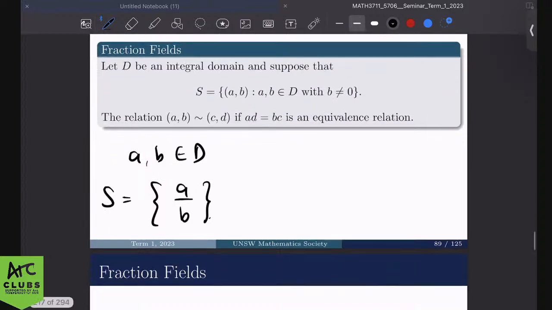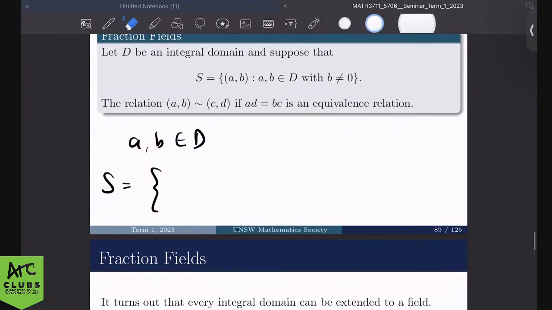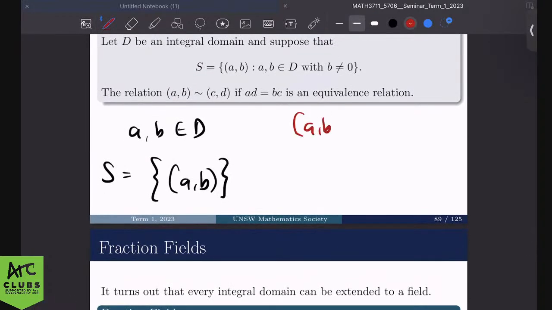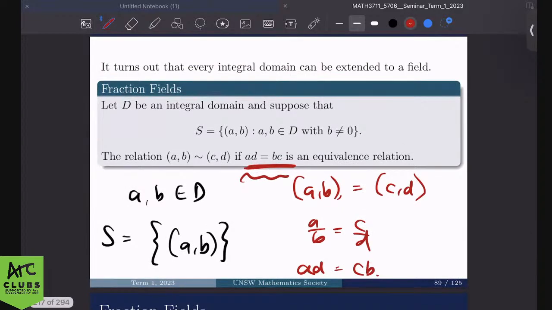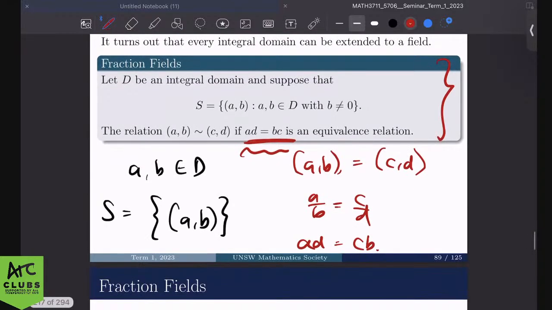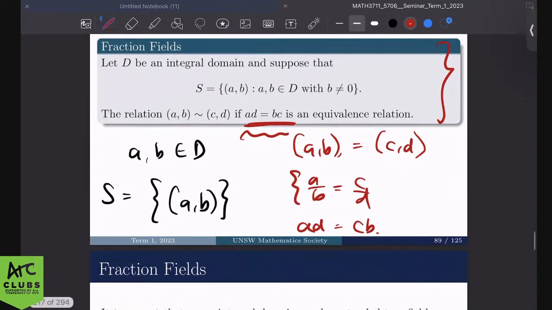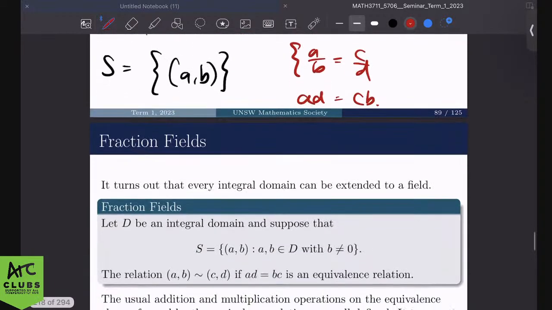So you get around this by saying it's a set of all pairs A, B, where two fractions are equal if A on B equals C on D, or because we can't divide, we say AD equals CB, right? That's why we have this fraction over here. So this is a way of jumping around the fact that we can't divide, but essentially a fraction field is just a set of all ratios of two numbers in the domain, right? And that's going to be an integral domain, okay?